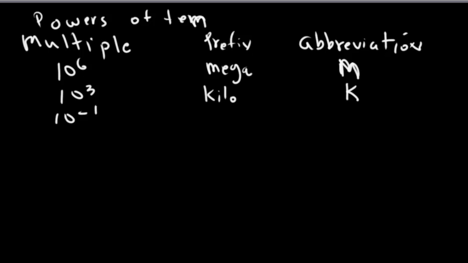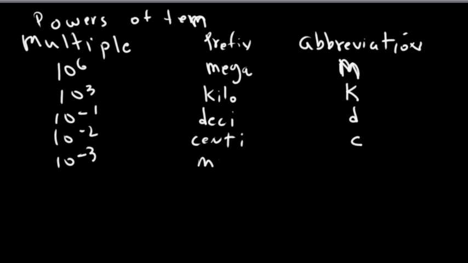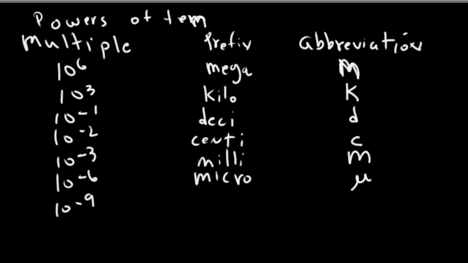10 to the minus 1, we're going to see some examples here in a minute. Deci, little d, 10 to the minus 2, centi, that's going to be a c, 10 to the minus 3 is going to be a milli, it's going to be an m, 10 to the minus 6th, micro, mu, 10 to the minus 9th is going to be a nano, it's an n, and you can go smaller, just like you could go larger than mega.